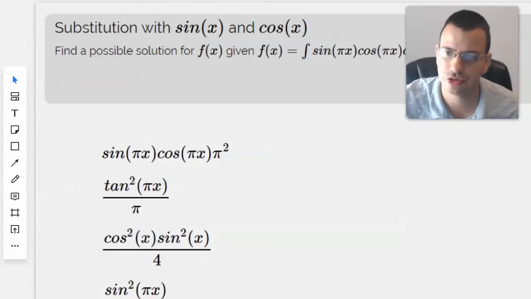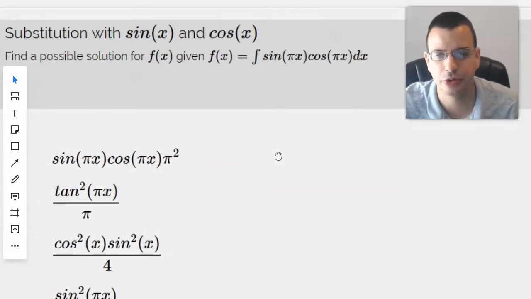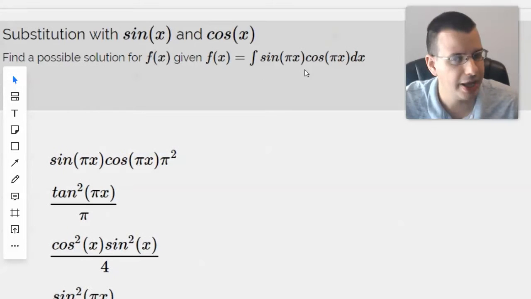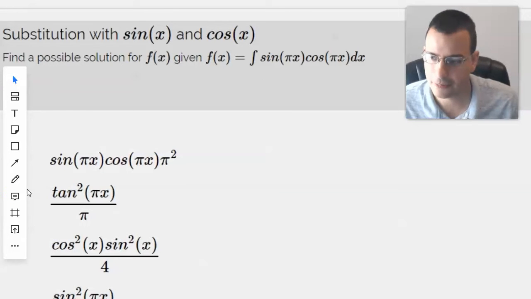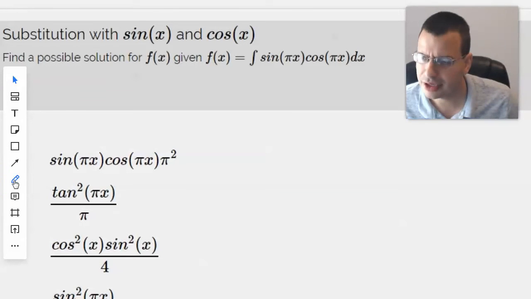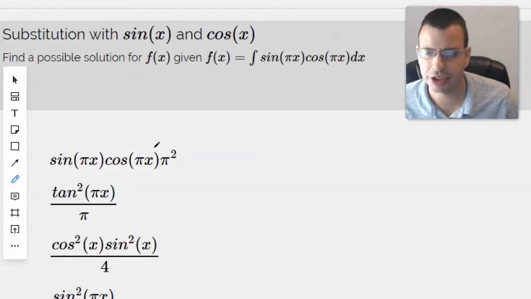Find a possible solution for f of x, given that f of x equals the integral of sine of pi x cosine of pi x. Okay? Let's see what we can do with this.